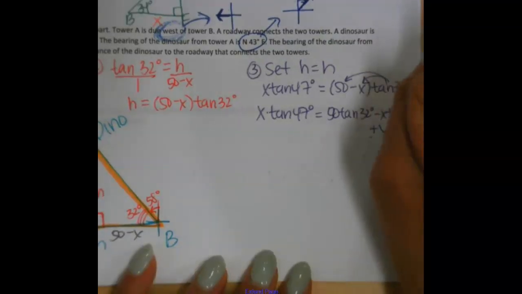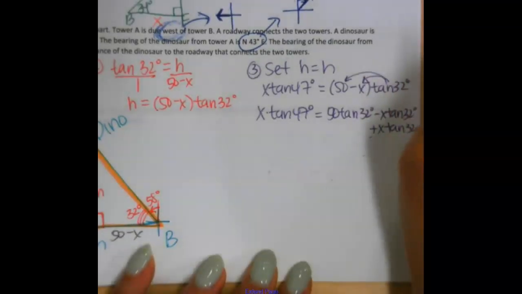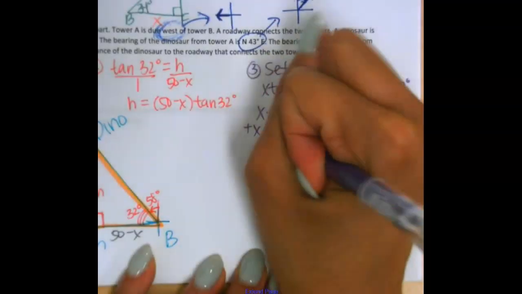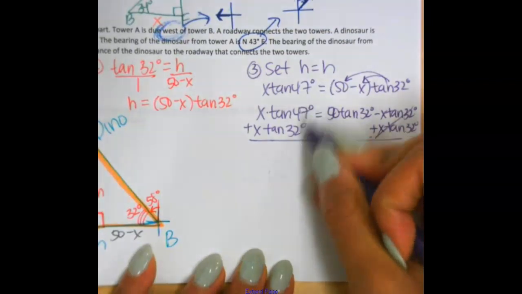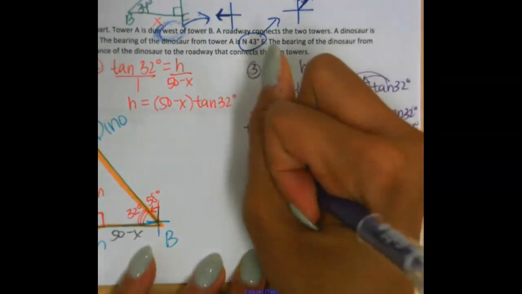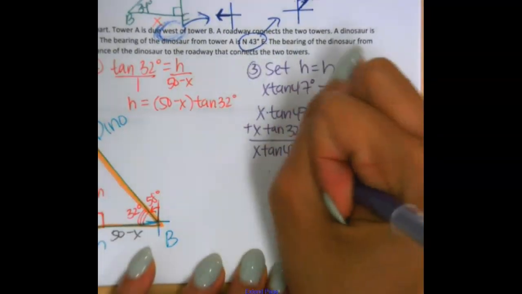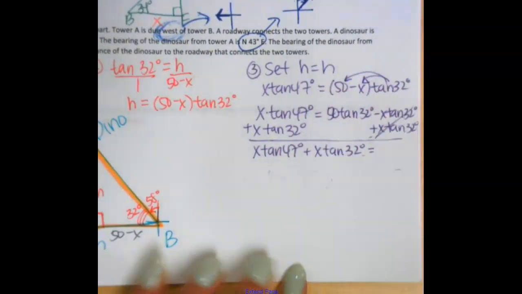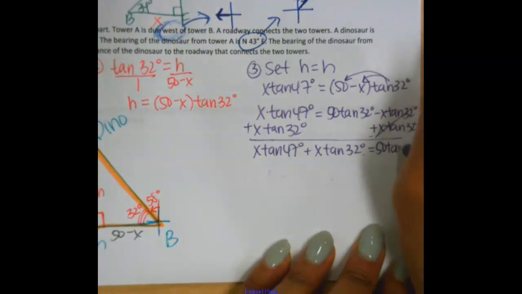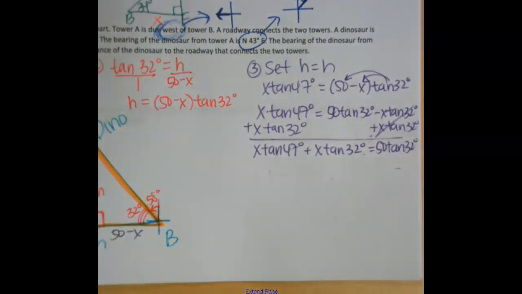So we're going to add that x tangent of 32 degrees, add x tangent of 32 degrees. I just said this. You cannot subtract or add both of these tangents. This will be x tangent of 47 degrees plus x tangent of 32 degrees equals 50 tangent 32 degrees. I have two x's. How do I make them one? Factor it out.